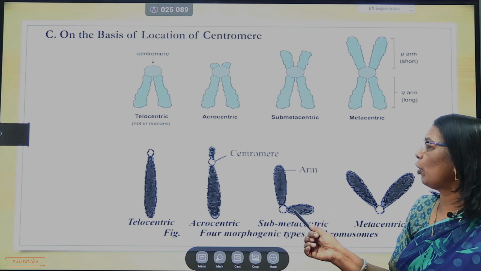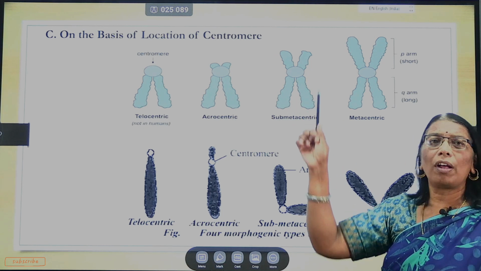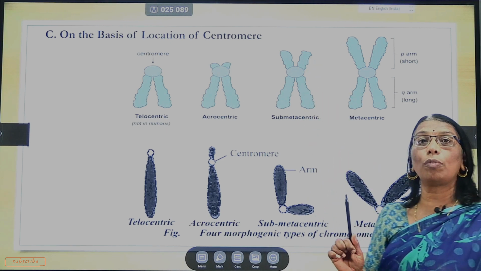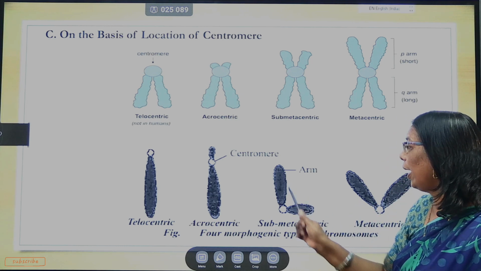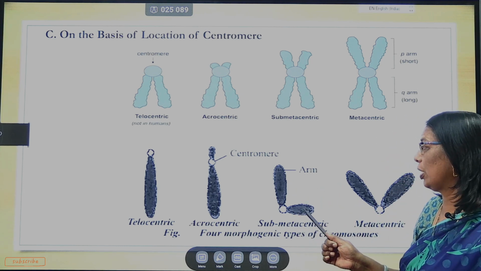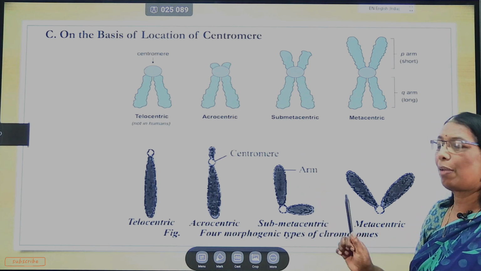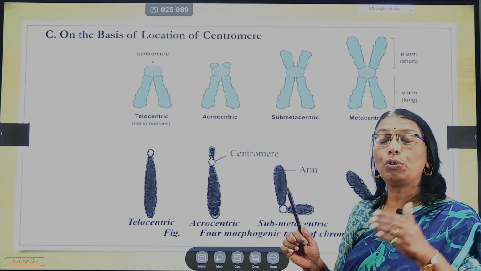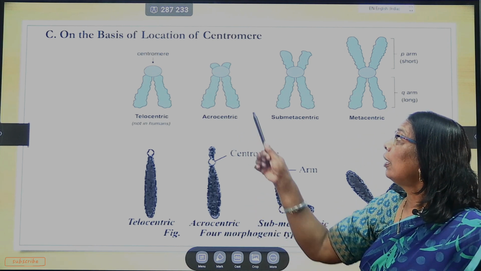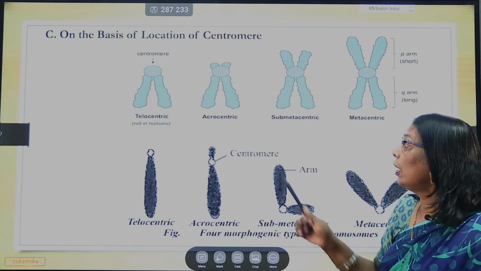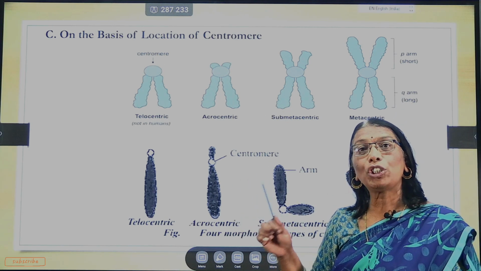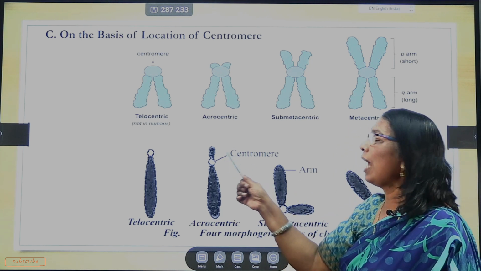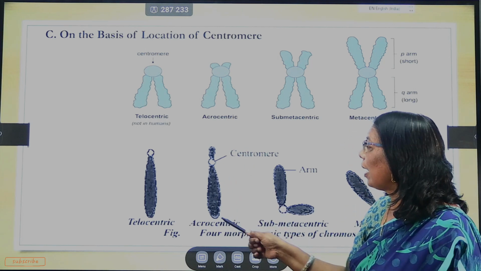Submetacentric chromosome means the centromere is present just apart from the middle. Therefore, one arm is long and one arm is short. During anaphasic movement, these chromosomes show an L-shaped configuration. Their one arm is long and the other arm is short. The third type of chromosome is acrocentric. Towards the end of that chromosome, the centromere is present. Therefore, during anaphasic movement these chromosomes show a J-shaped structure. One arm is very short and the other arm is long.